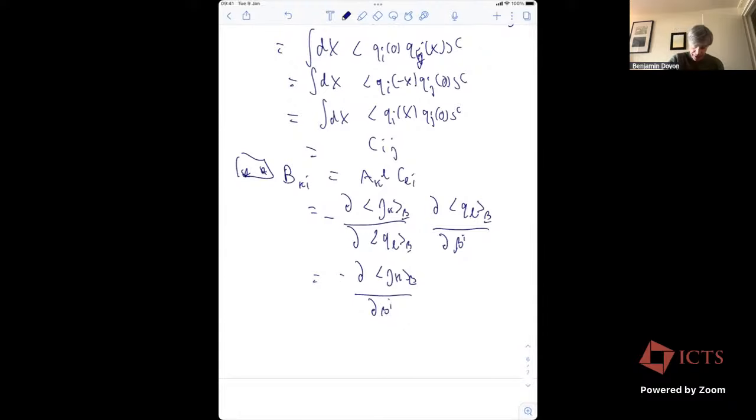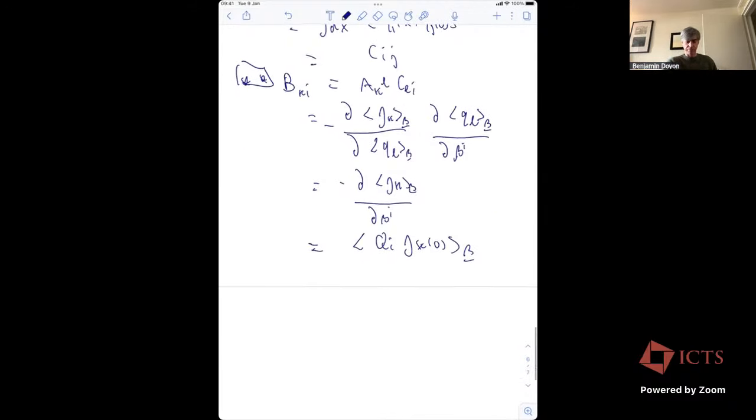And I know by a similar calculation how to do that. So this is now the total charge Q_i, current J_k, evaluated at 0 in the state beta. So it's an integrated two-point function. Explicitly, right? This is the integral dx of q_i(x) j_k(0) in the state beta.